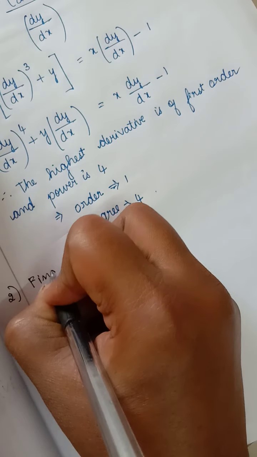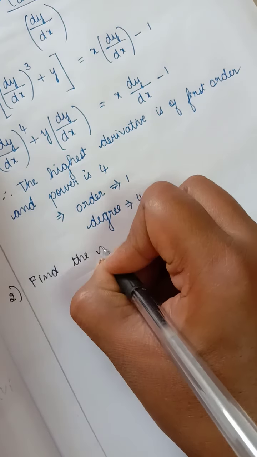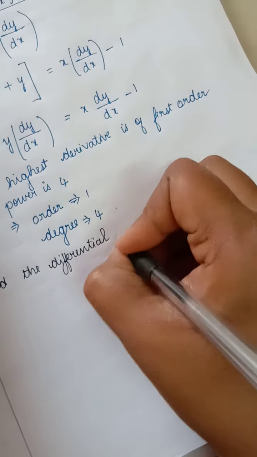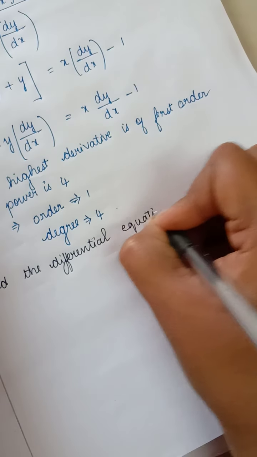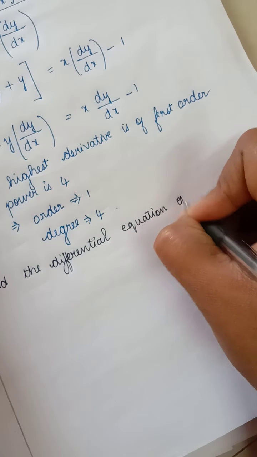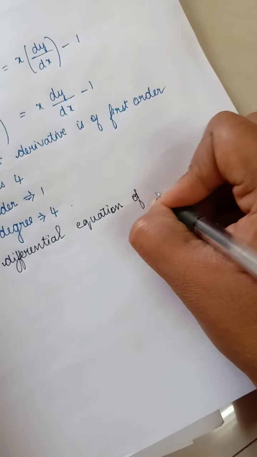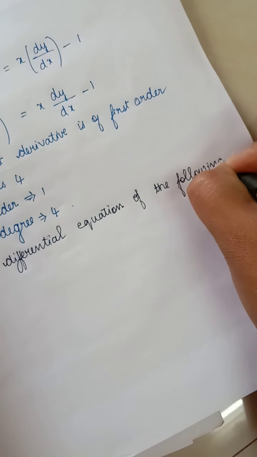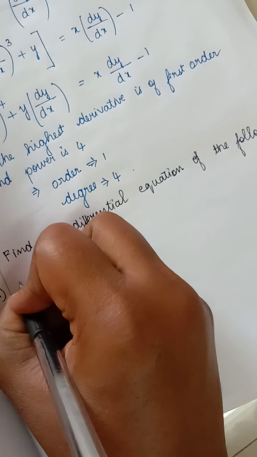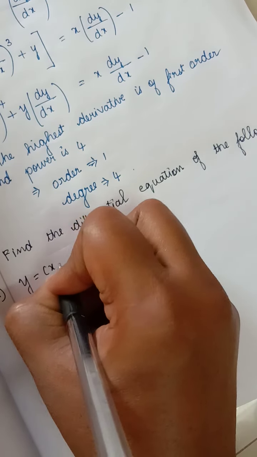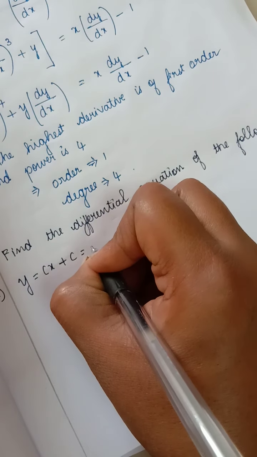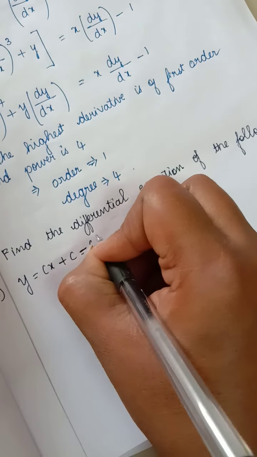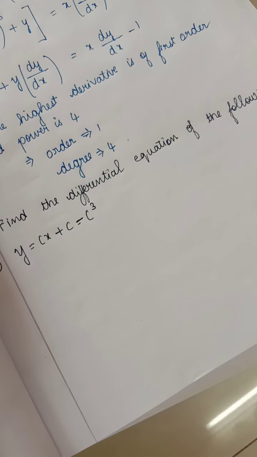Okay. So next one we are going to see is the second sum. Find the differential equation of the following. What is the first sum? y = cx + c - c^3. So this is the first sum.